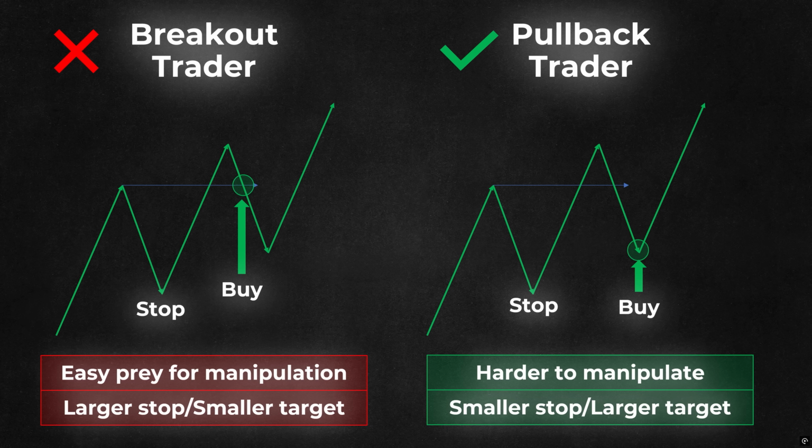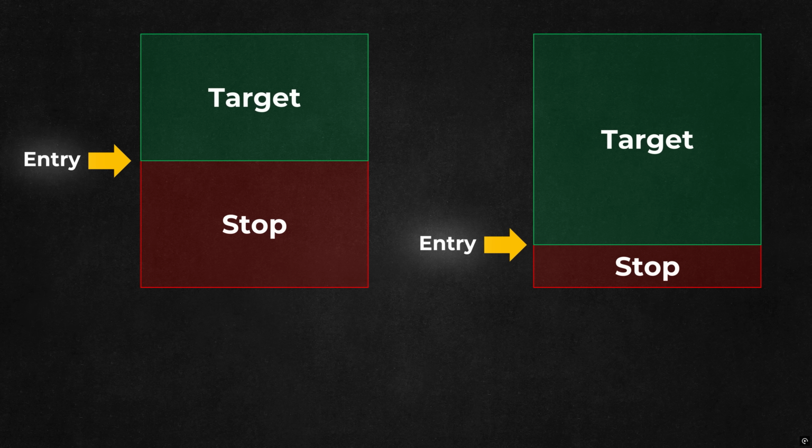Sometimes the pullback doesn't occur in the way you expect, but that's fine. There is always another trade to be made. In trading, precision is not a vain exercise, it's a necessary one. Imagine that we have the stop loss and target on the same levels, and the only thing that changes is the entry. A more precise entry dramatically increases the risk-reward ratio.